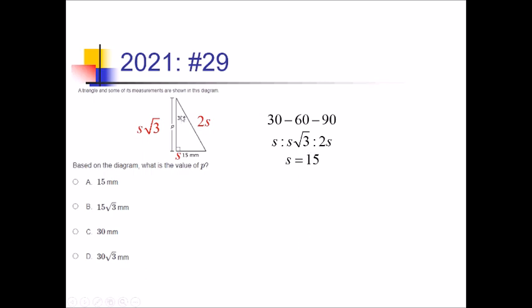Now, what does P do? How is P related to these S expressions? Well, P is the S radical 3 side of this triangle. So since P is going to be whatever S is times the square root of 3, and S is 15, that means P must be 15 radical 3, which is answer choice B.